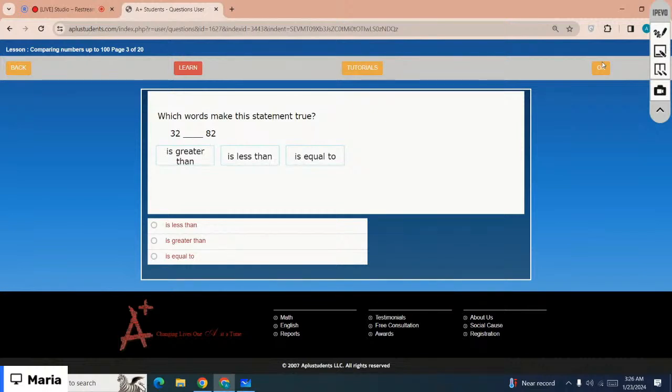Which words make the statement true? 32 and 82. Which is the correct option? So when counting, 32 comes before 82, right? Yes, that is 32 is less than 82.